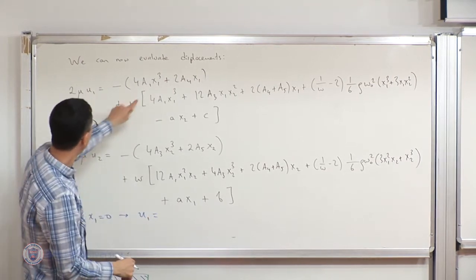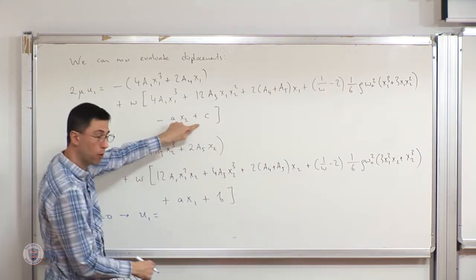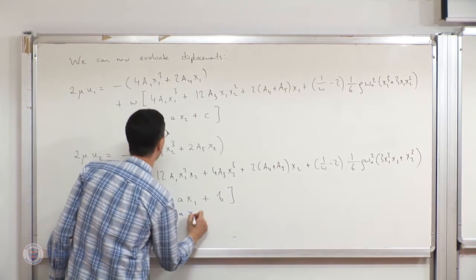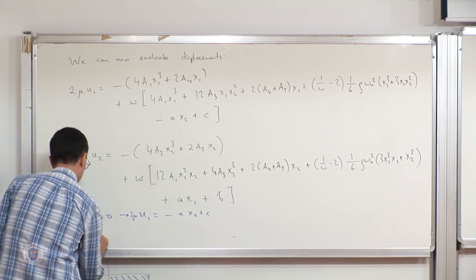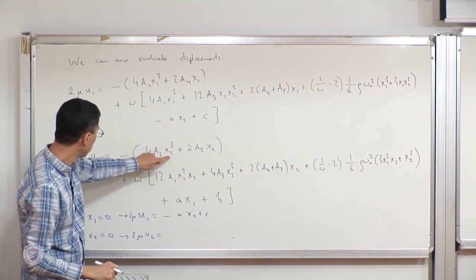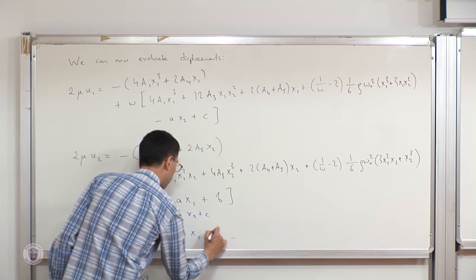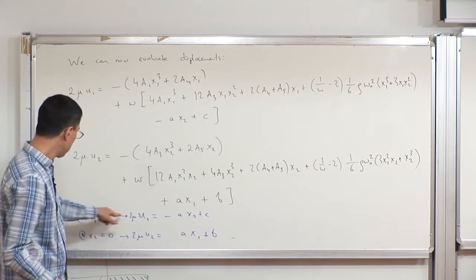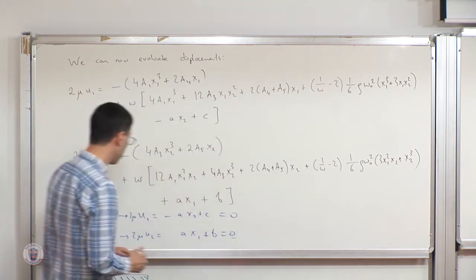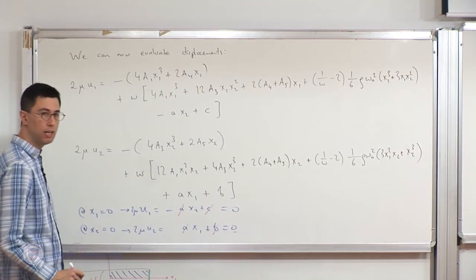u1 is equal to, right, if you plug in x1, all of these terms identically vanish, except for that one, minus a x2 plus c, and x2 equals 0, 2 mu u2. Again, if you plug in x2 equals 0, all of the terms will identically be 0, except for the rigid body motion part. Okay? And if these are supposed to be equal to 0, for all values of x1 and x2, I know that a, B and C have to vanish.